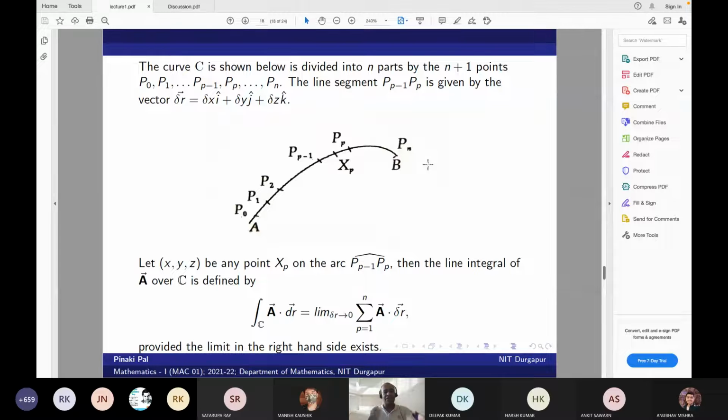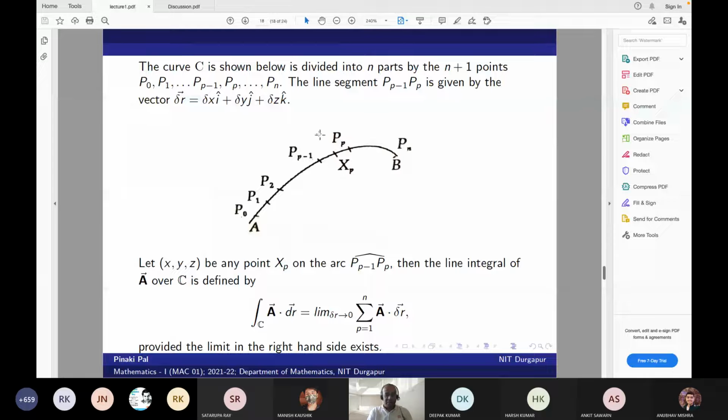And then what is the next step? If you recall the definition of definite integration as a limit of a sum, these points will divide the curve into n parts. You have two terminal points, and we have introduced n minus 1 points in between. Therefore, the entire curve is divided into n parts, and we have n plus 1 points in our hand.